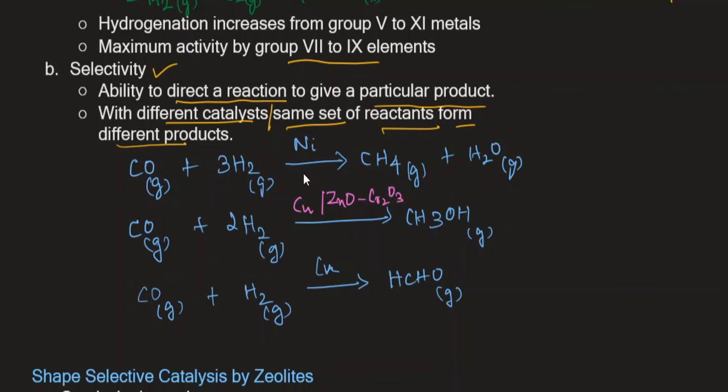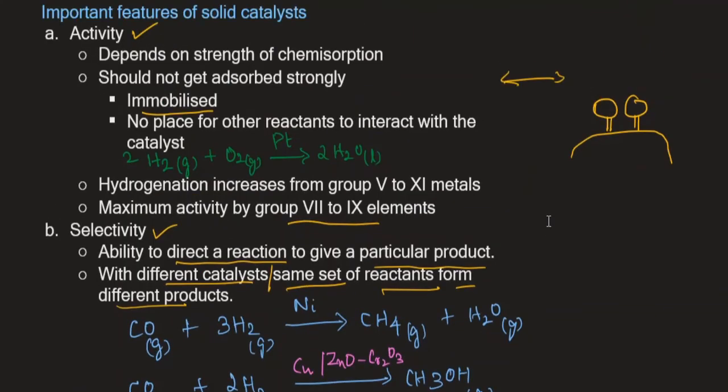We cannot expect the same methane formation by using copper, or copper, zinc oxide, chromium oxide catalyst. So the reactants may be the same, but they will give different products based on the nature of the catalyst. That selectivity is something unique. I hope now you understand the characteristic features of solid catalysts like activity and selectivity. These two are very important.